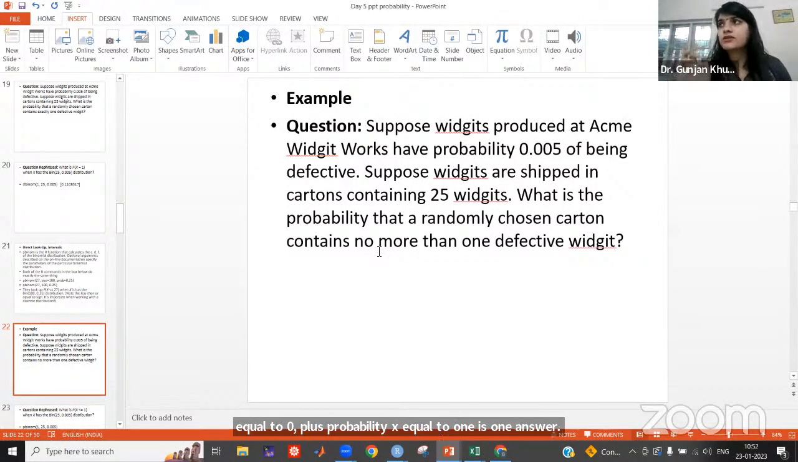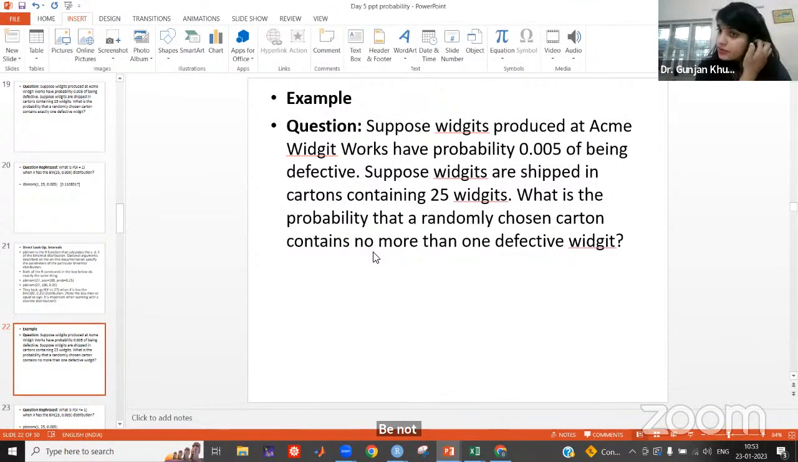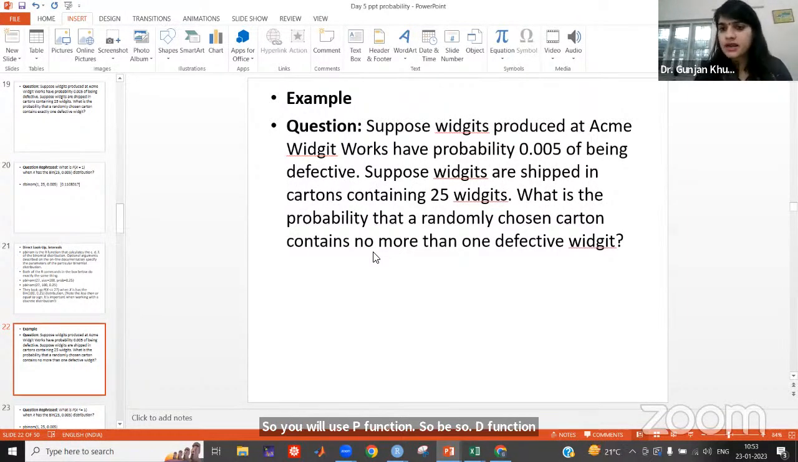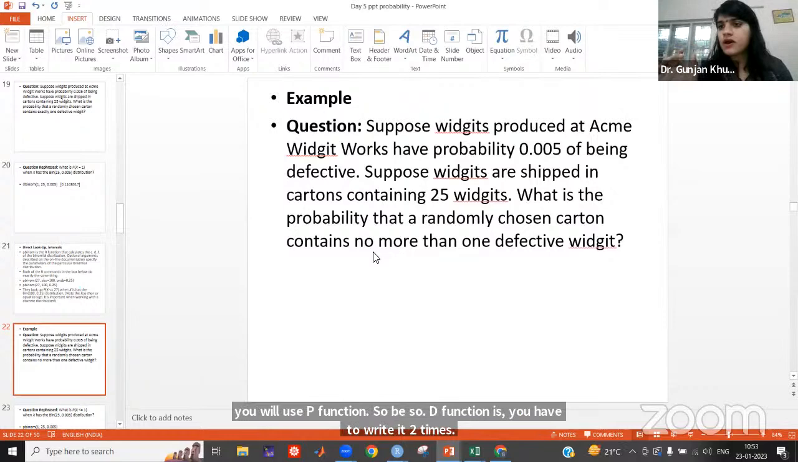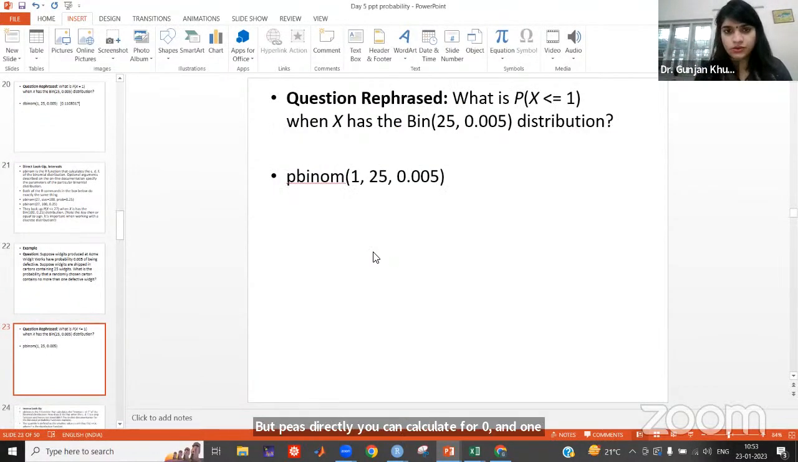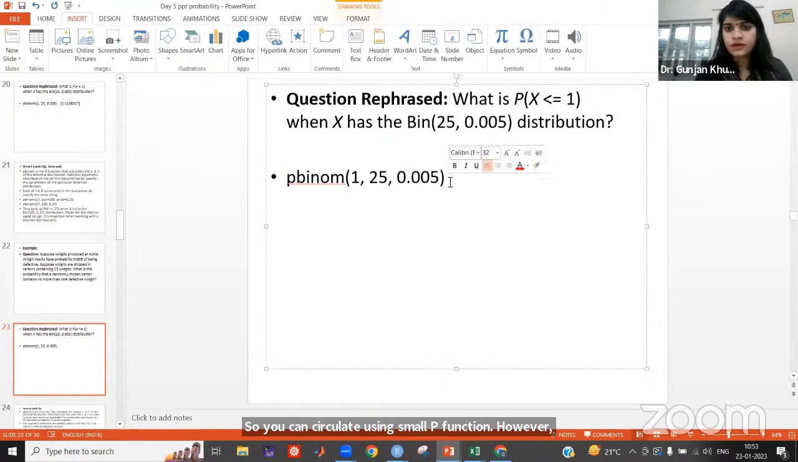You can use the d function, or you can use the p function for less than or equal to 1. With the d function you have to write it two times, but with p you can calculate directly for 0 and 1, meaning less than or equal to 1. However, you can calculate it through the d function also, in which case you will have to add.